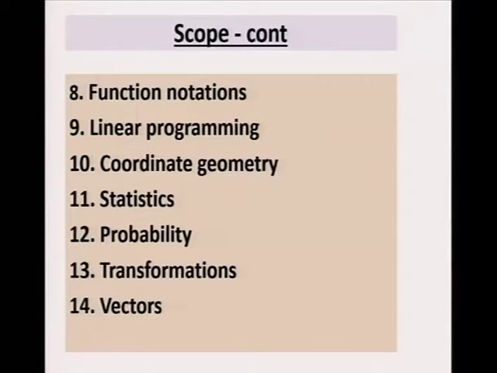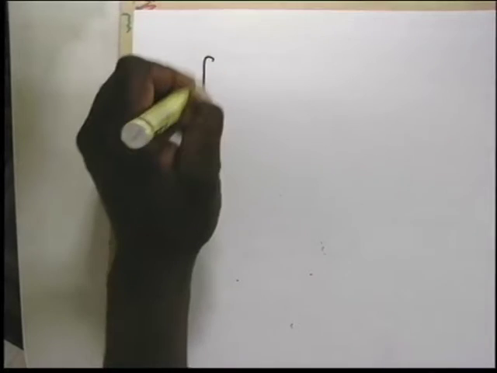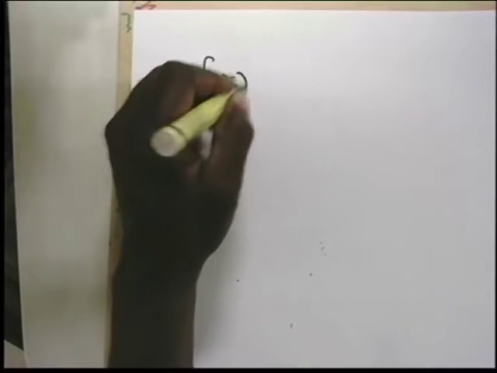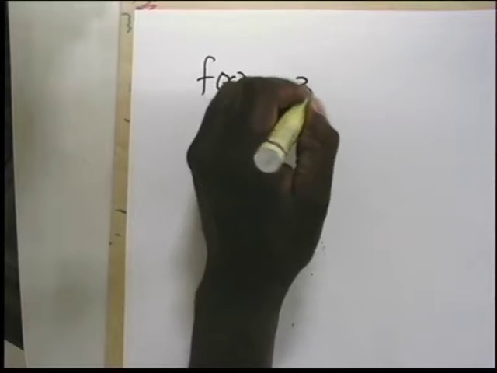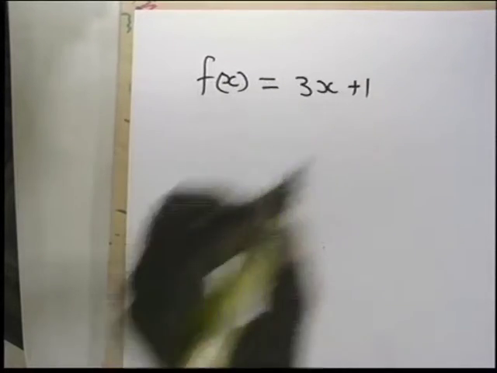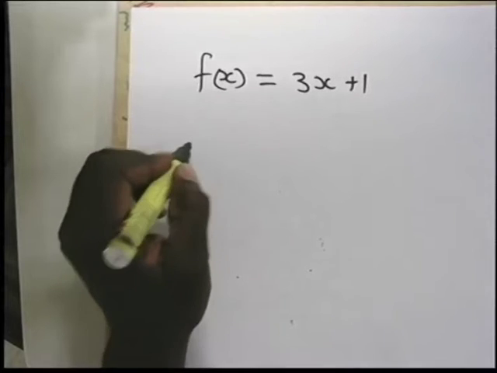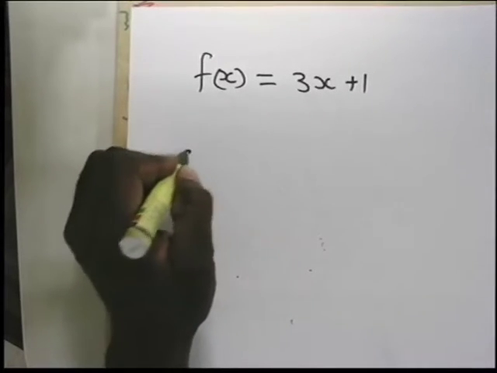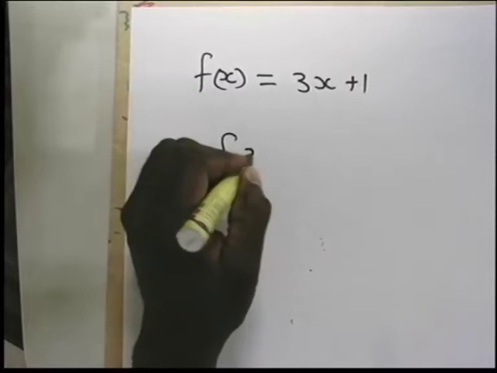A continuation of the scope, we also have to look at functions and their notations. When we talk about functions, we are talking about composite functions as well as finding the inverse of functions. For example, as a case in point, if we are told that f of x is equal to 3x plus 1, we should be able to perform solutions such as finding f of 3.